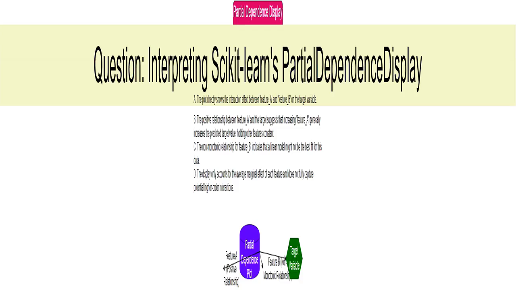This is the core question of the quiz. You're asked to interpret what a PDP from Sklearn, a popular Python machine learning library, is showing about the relationship between two features, feature_A, feature_B, and the target variable in a gradient boosting model.